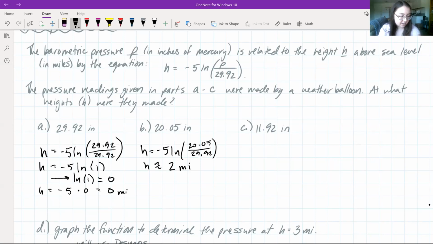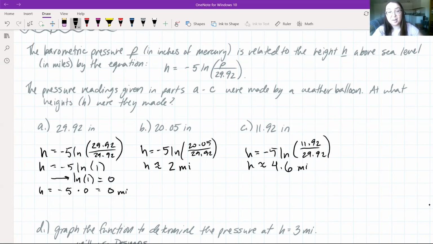And for part C, we're going to do the same thing. So we'll say -5 times the natural log of 11.92 divided by 29.92. Once again, I invite you to calculate this on your own. You should have gotten h is about 4.6 miles above sea level.